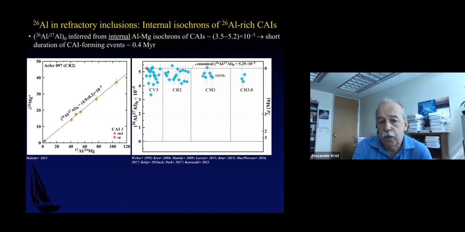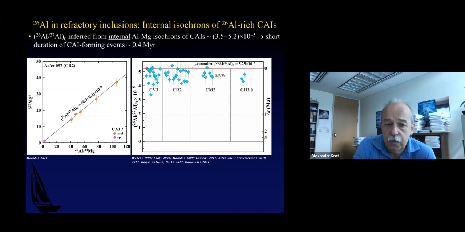So another way to obtain an aluminum-magnesium isochron is to analyze individual minerals within an individual inclusion. The easiest way to understand is if you have an igneous inclusion, where all phases crystallized initially with the same initial magnesium isotopic composition. Again, the phases which crystallize from the melt have different aluminum-magnesium ratios. In this case, it's melilite and spinel. And after decay of aluminum-26, we produce an isochron. This isochron is called an internal isochron.